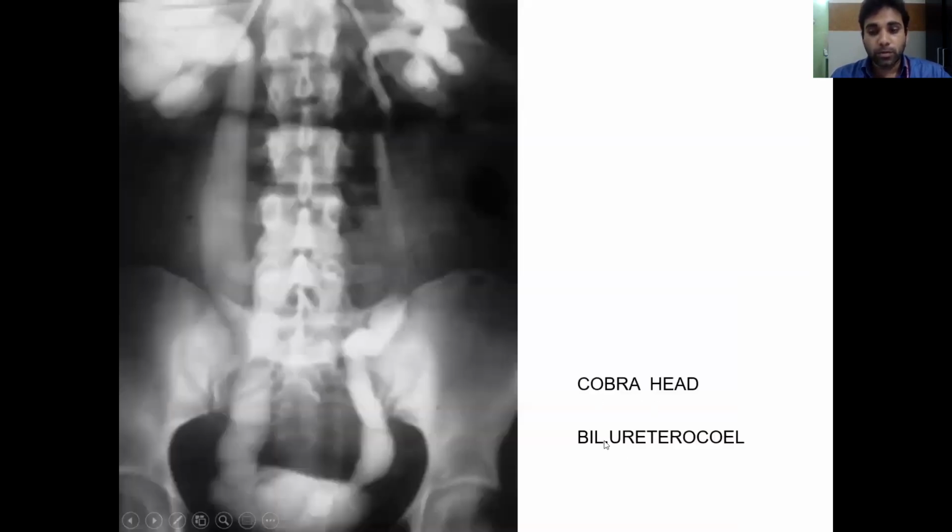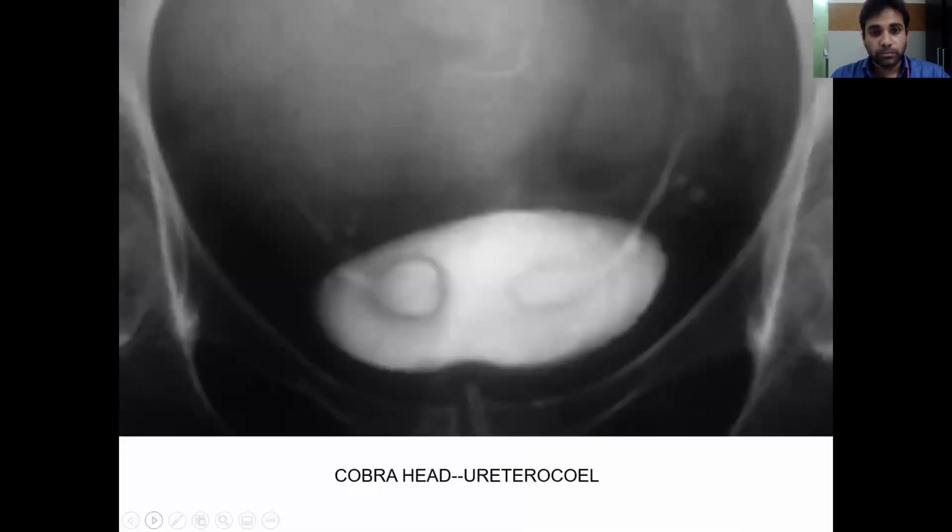This one. So, cobra hood of bilateral ureterocele here. There's a thin lucent line also. Another example of cobra head ureterocele.